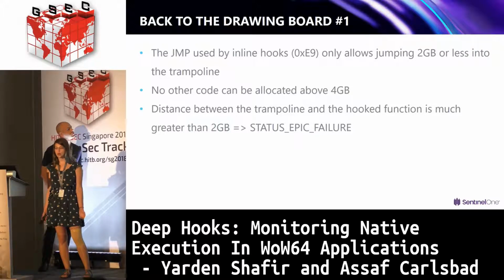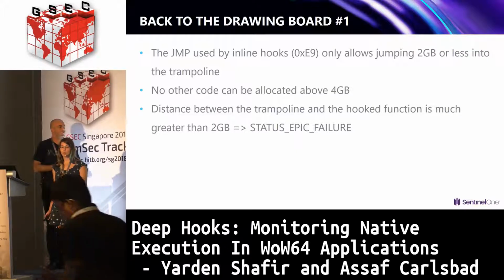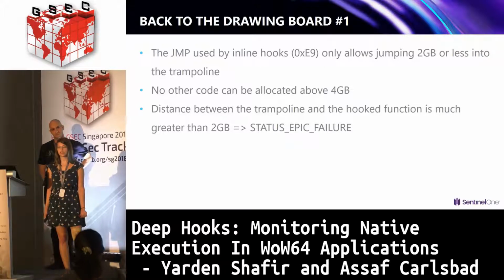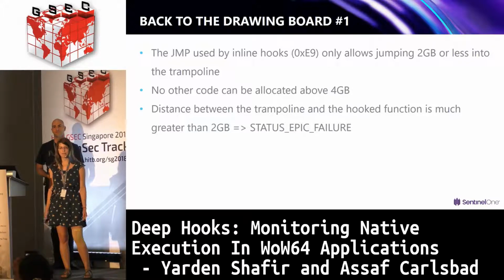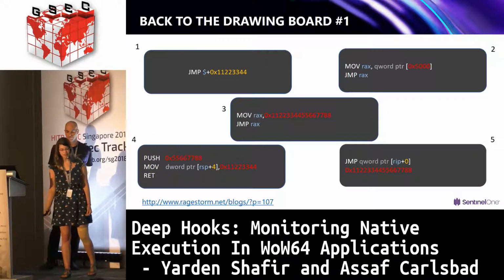But in Windows 10, we can't allocate our trampoline next to the native anti-DLL. It's loaded way above the 4 gigabyte line, and we can only allocate our trampoline below 4 gigabytes. Since the total address space in 64-bit processes is 128 terabytes, we're likely to have a distance of way more than 2 gigabytes to pass. So we're going to need to replace our jump instruction with an alternative form of jump, preferably one that allows us to jump into an absolute 64-bit address.